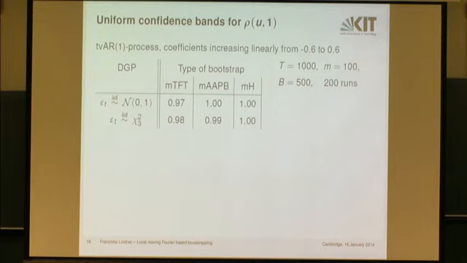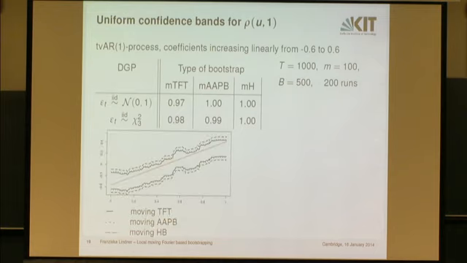The moving autoregressive aided periodogram bootstrap, as well as the hybrid one, had an empirical coverage of 100, which is a bit too much. Concerning chi-square distributed errors, we had 0.98, 0.99, and again 100. Looking at the confidence bands, you can see the dashed one is obviously the moving hybrid bootstrap. The dotted one is the moving autoregressive aided bootstrap, and the solid one is the TFT bootstrap. And this red line is the theoretical autocorrelation function.